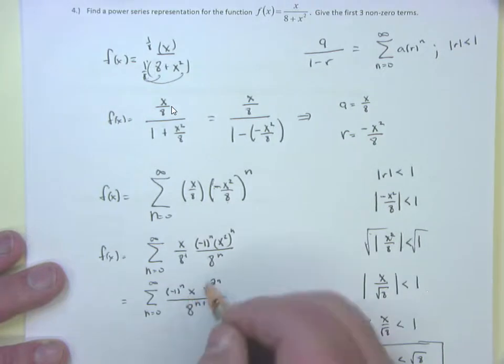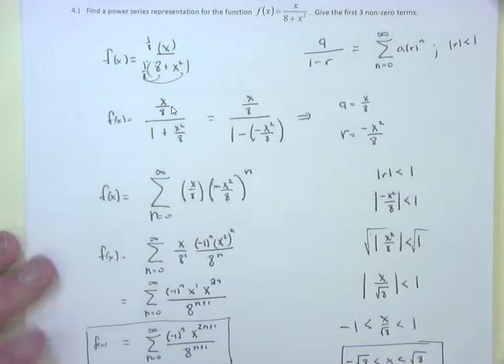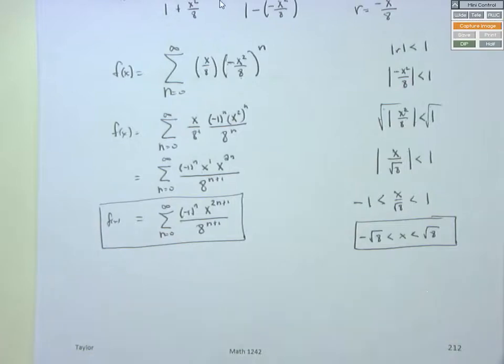This is x, or officially x to the first, times x to the 2n. When you multiply, you add exponents. So that'll be the sum as n goes from 0 to infinity of negative 1 to the n, x to the 2n plus 1 over 8 to the n plus 1. This is your power series representation. Does that make sense?